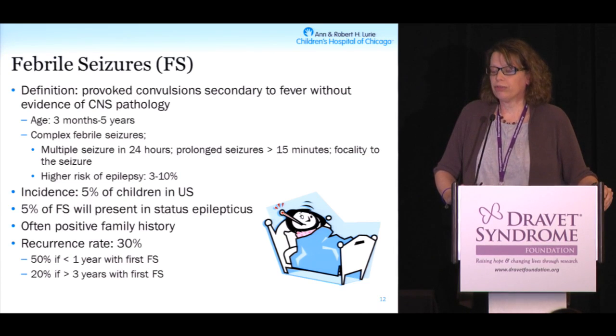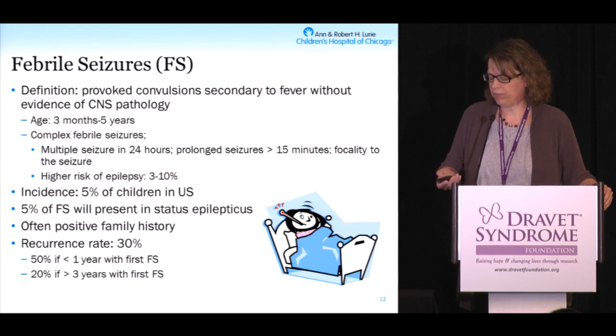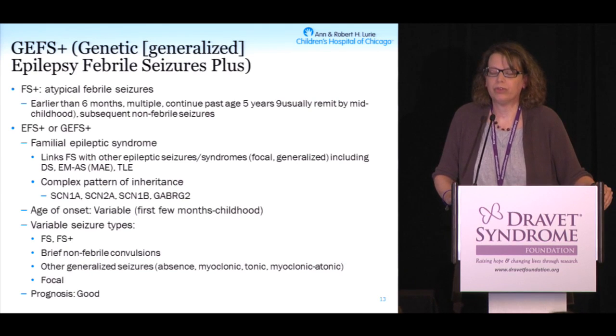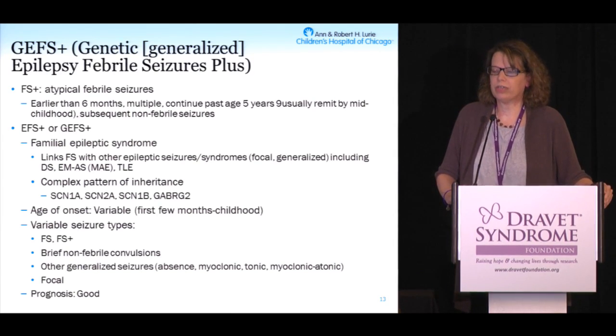Yet, the recurrence rate for febrile seizures is pretty low, as you can see, and they will stop within 5 years. As opposed to children who have febrile seizures plus, which just simply means there's something atypical about their febrile seizures. Earlier than 6 months onset, multiple or continuous seizures past 5 years of age, even though they still subsequently remit by mid-childhood, or subsequent non-febrile seizures.